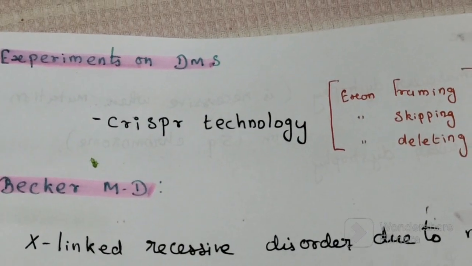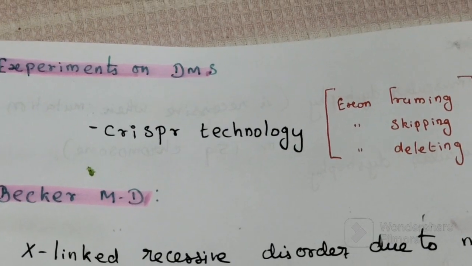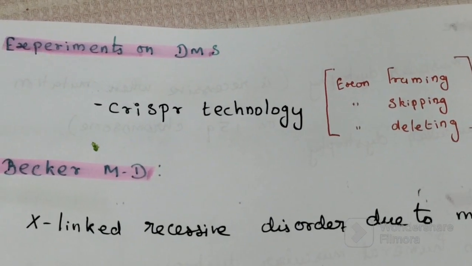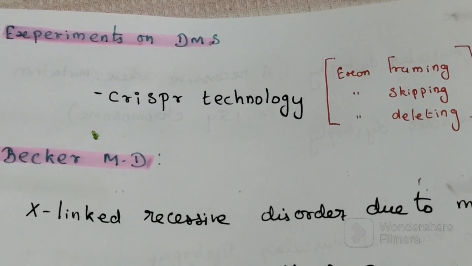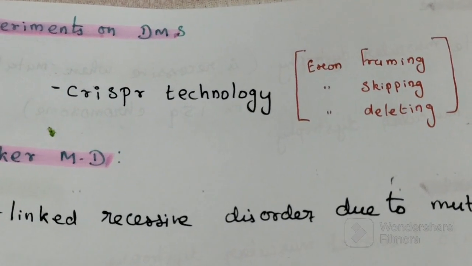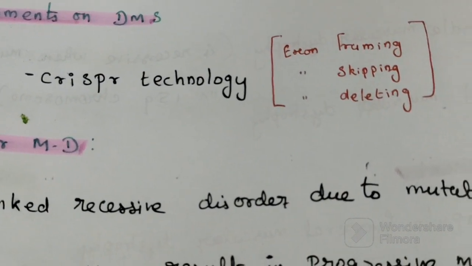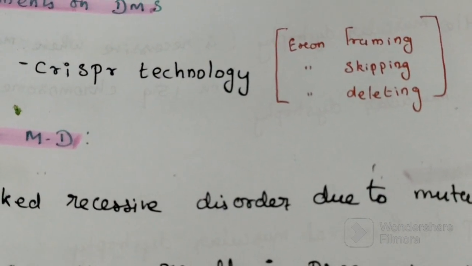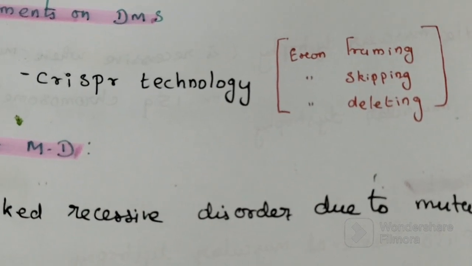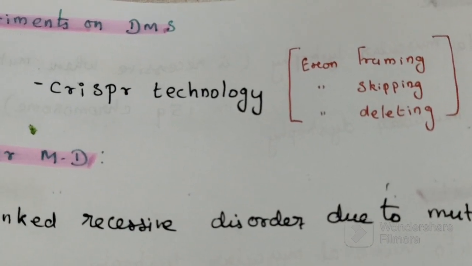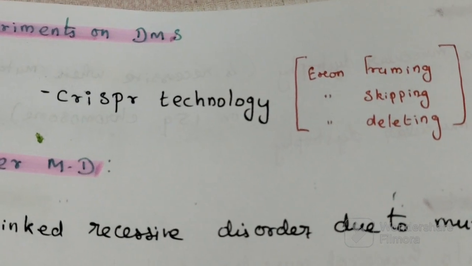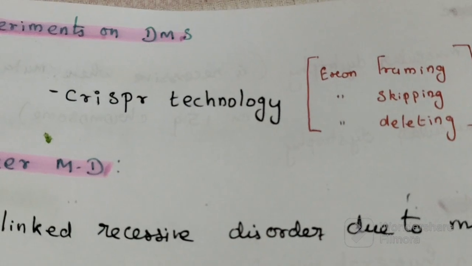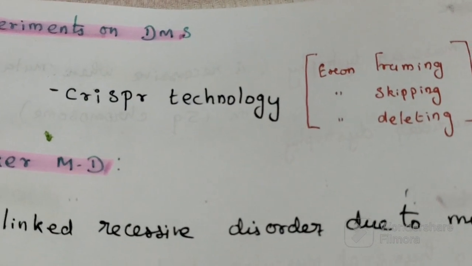At the present time, there have been experiments on Duchenne muscular dystrophy with CRISPR technology, using exon reframing, exon skipping, and exon deletion.